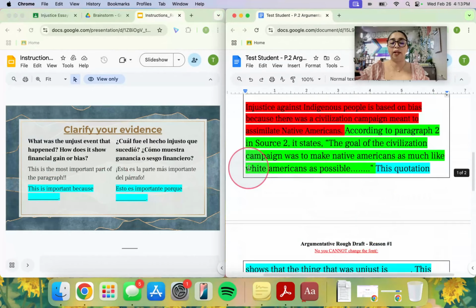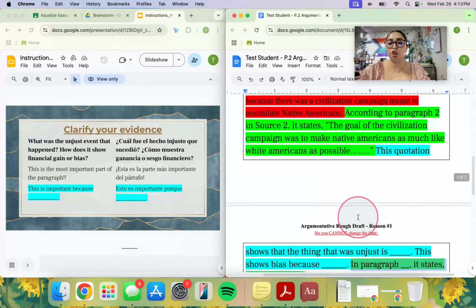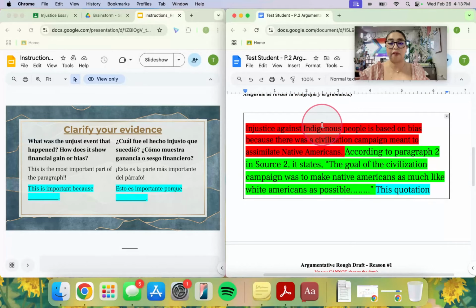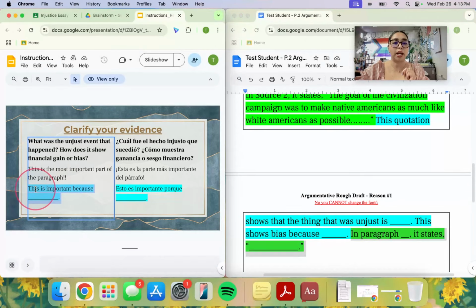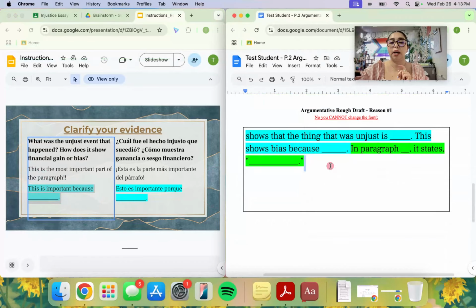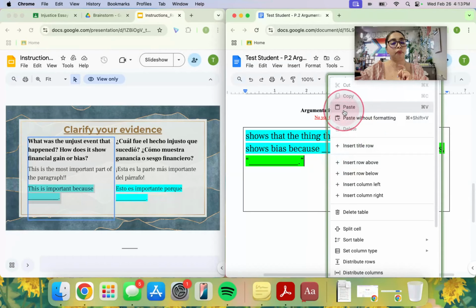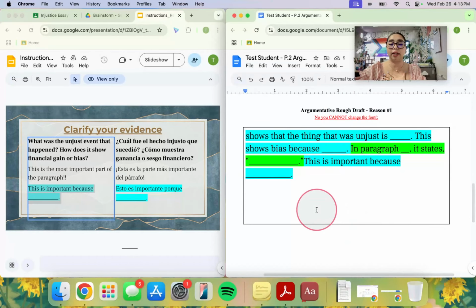Okay, so again, this quote should be showing whatever you wrote here in red. If I'm talking about there being a civilization campaign, both of my quotes should be talking about that. Now, the last part is my second clarify sentence. I'm going to go ahead and paste that in. This is important because blank. Again, how does this show that it was unfair, what was unfair about this, and why did that unfair thing happen because of either financial gain or bias? I promise you, again, you cannot over-explain it to me. So go ahead and write it down.